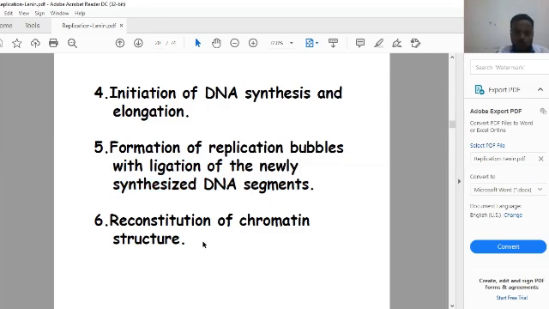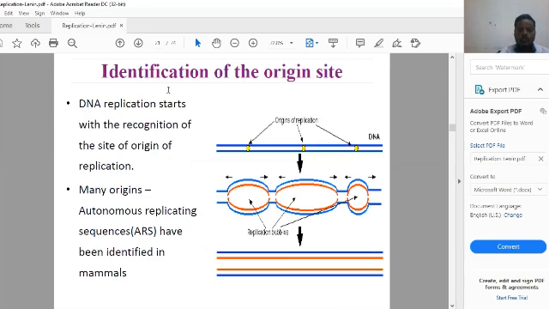So please note that there are six steps involved in DNA replication. The first is the identification of the origin, where the replication process starts. You can see it starting from the yellow color.